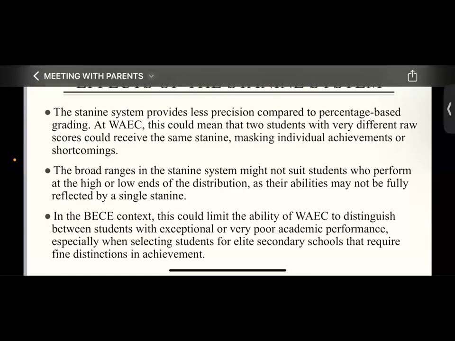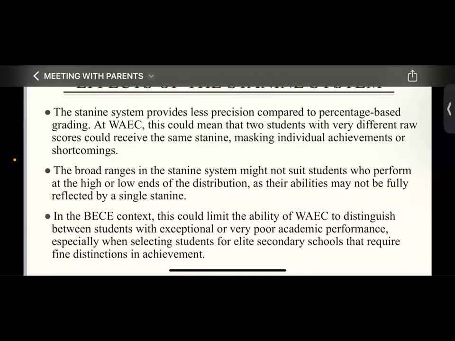Now is the norm referencing. At WAEC, this could mean that 2 students with very different raw scores could receive the same Stanine. What is happening currently is very unfortunate. What is happening now is that in between grades 4, even when you pick, let's say, grade 2, there could be a lot of people doing so well, but will still have to share grade 2 with others. And this could be a vast difference.